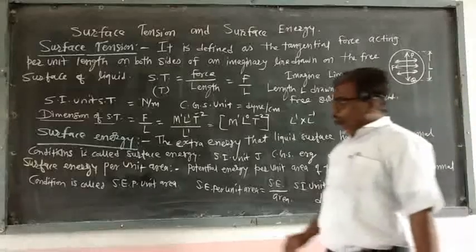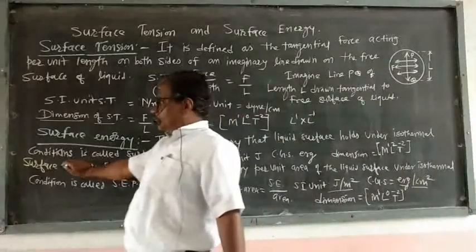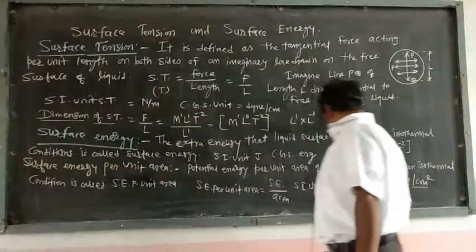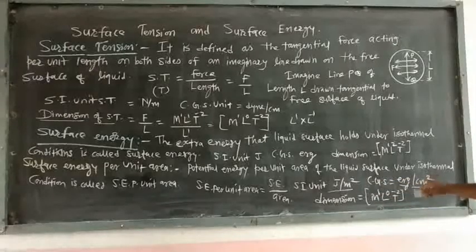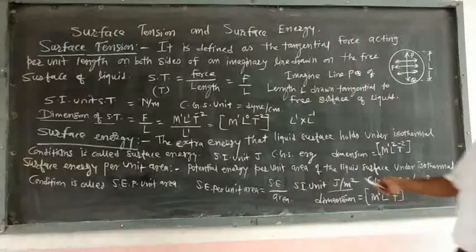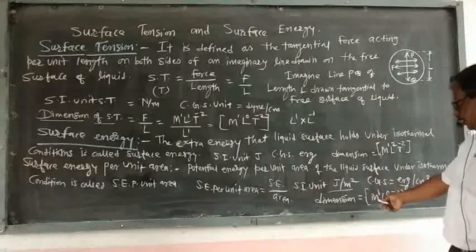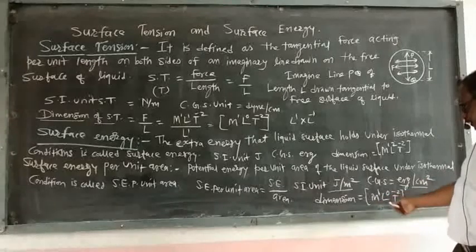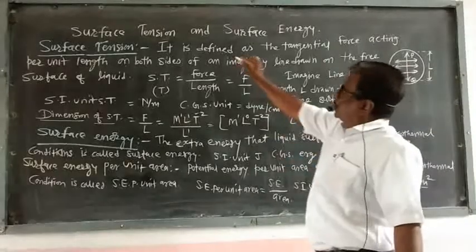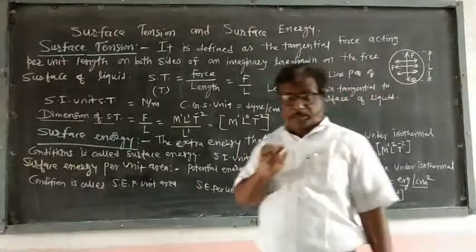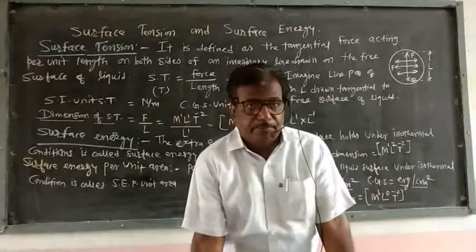Now we find the dimension of surface energy per unit area. It is similar to that of surface tension, so it is equal to [M^1 L^0 T^-2]. So these are the definitions of surface tension and surface energy.